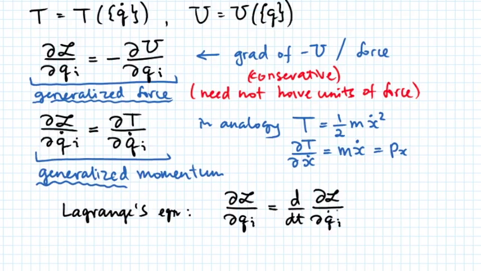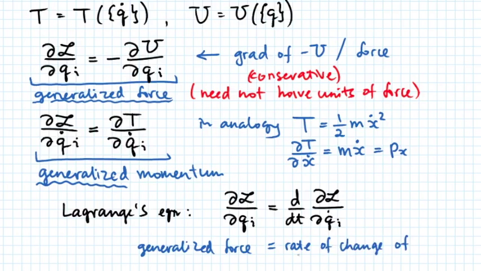In other words, what we're seeing on the left-hand side is generalized force, and on the right-hand side we have the rate of change of generalized momentum, which very much looks like the second law of Newton. But of course now we're dealing with generalized coordinates, generalized forces, and generalized momentum.